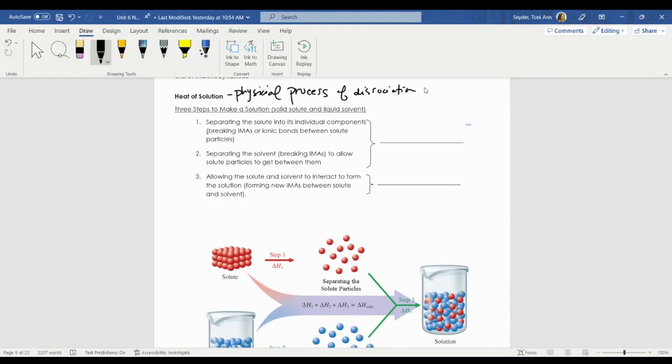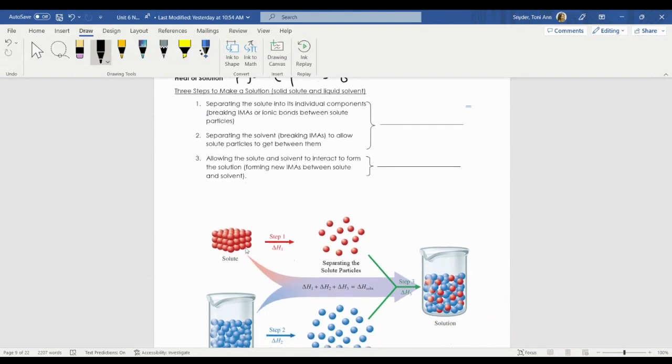The first thing that has to happen when I make a solution is that these solute particles have to separate from one another. In order for these solute particles to separate right here, that requires energy. So when I move all of these particles away from one another, that requires energy to do that. So step 1 is an example of an endothermic process. Okay, we have to input energy in order to separate those solute particles from one another.